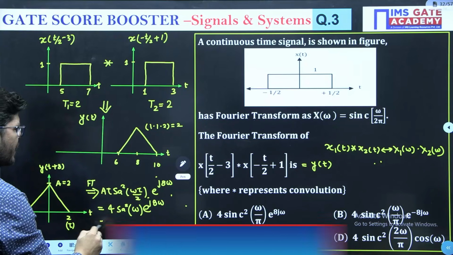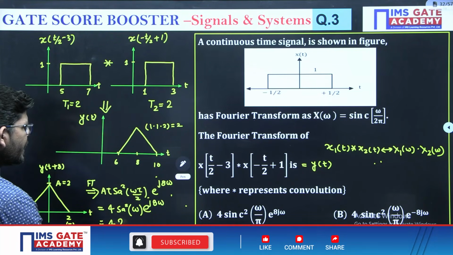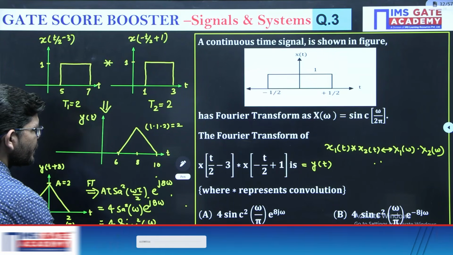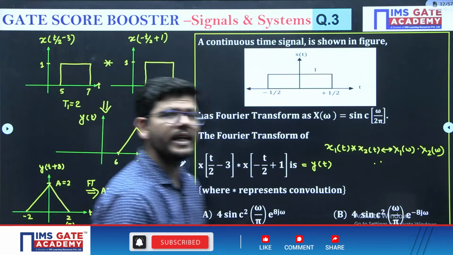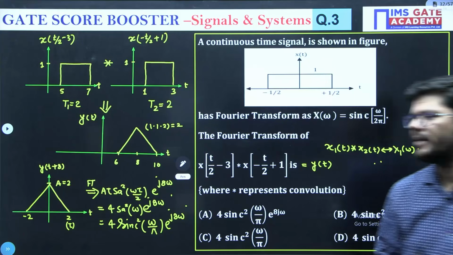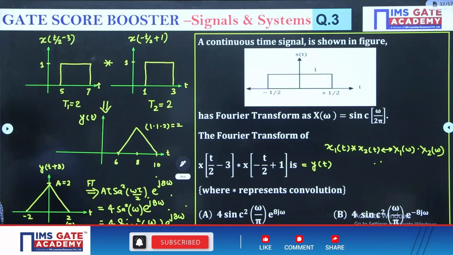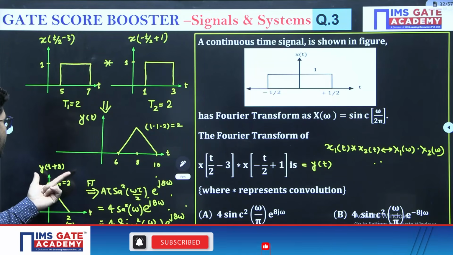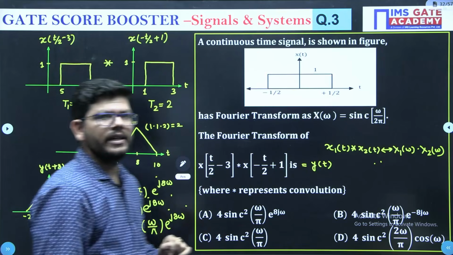4 Sa squared of omega. Now the answer is not coming in terms of Sa, it is coming in terms of sinc. So we can write it as 4 sinc squared of omega upon pi, e to the power j 8 omega. You can convert the Sa into sinc just by dividing by pi, right? This is how you can convert the Sa into sinc, and this is how you will get your answer. So this is the Fourier transform of y(t+8).